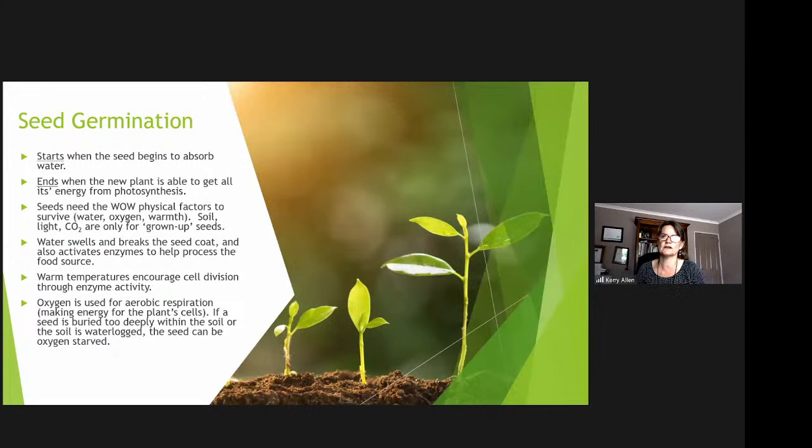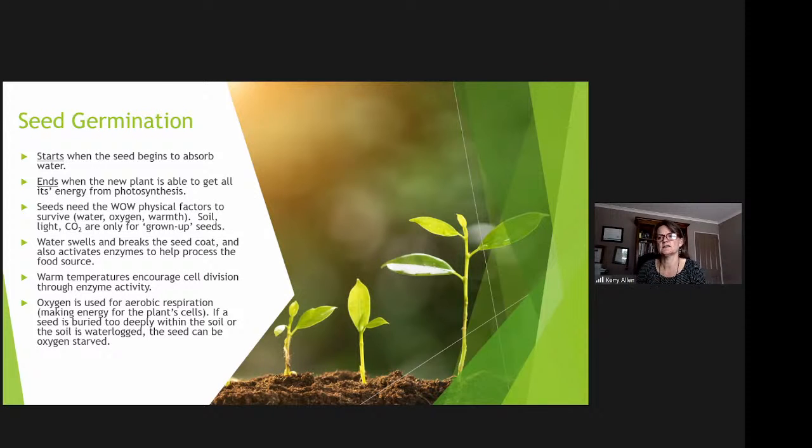And I think lastly, we're looking at seed germination. This is where it usually needs an optimum amount of the wow factors, which are water, oxygen, and warmth. It does depend on the crop you're looking at, so be mindful of that. Some crops do need light, so be mindful of which crop you're talking about. But basically, we need those at optimum: water, oxygen, and warmth. It breaks the dormancy by swelling the seed. It takes in water, breaks that seed coat, and activates those enzymes to start the germination process.